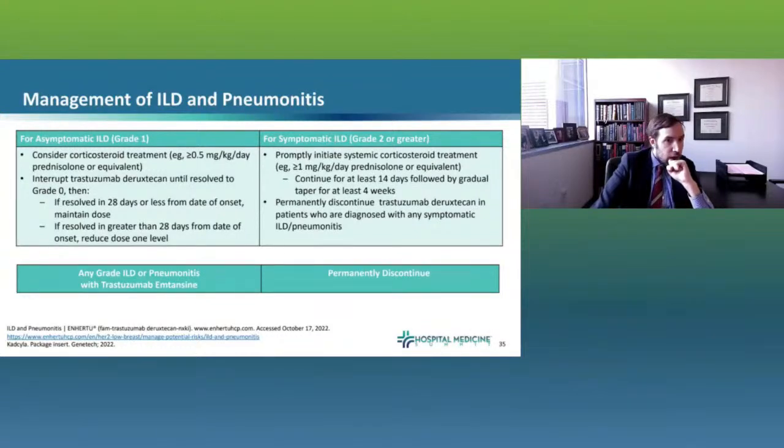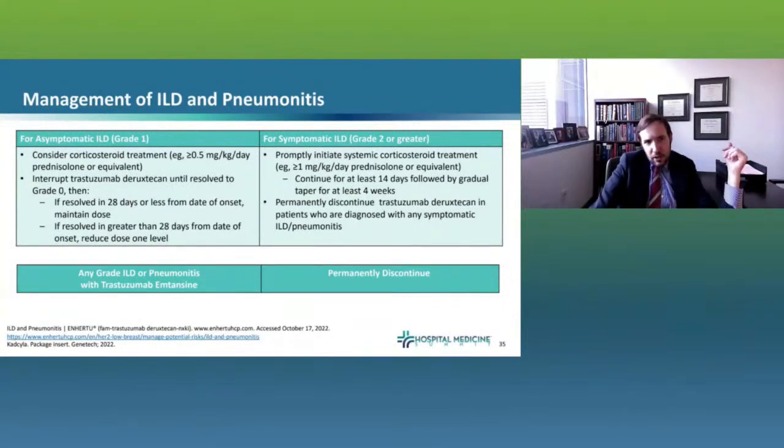So if these folks on trastuzumab deruxtecan get grade 1 pneumonitis, that's just going to be asymptomatic. So that's going to be incidentally seen on a scan. And we do see that, we have people on treatment, we give them 3 cycles of therapy. We get an interval scan to see how their disease is responding. And we incidentally end up finding that whoops, they've got pneumonitis or interstitial lung disease, but they're asymptomatic. That's grade 1. In that case, you can hold the drug, and the oncologists are going to be doing this.